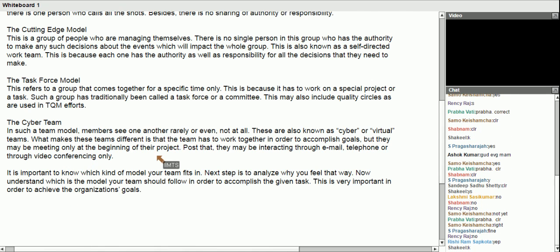It is important to know which kind of a model your team fits in. Next step is to analyze why you feel that way. Now, understand which is the model your team should follow in order to accomplish the given task. This is very important in order to achieve the organization goal. Right? So these are the types of teams.